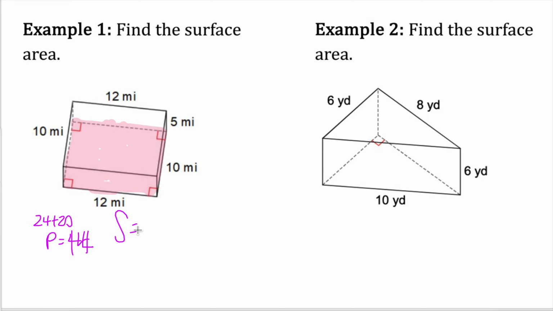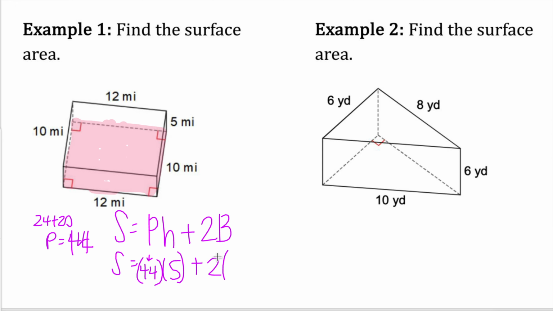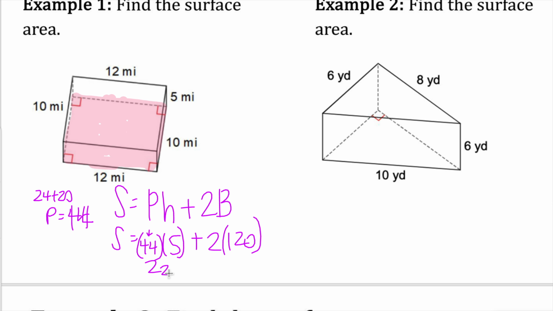So here's my formula. Perimeter of the base times height plus 2 times the area of the base. So perimeter is 44. The height of this prism is going to be 5. And then 2 times the area of the base, that's 12 times 10, or 120. So I'm going to get 44 times 5 is 220. 2 times 120 is 240. So adding those together, I'm going to get 460 miles squared.